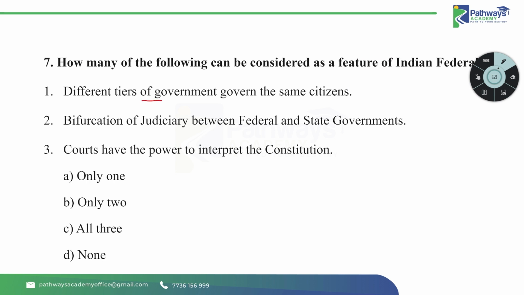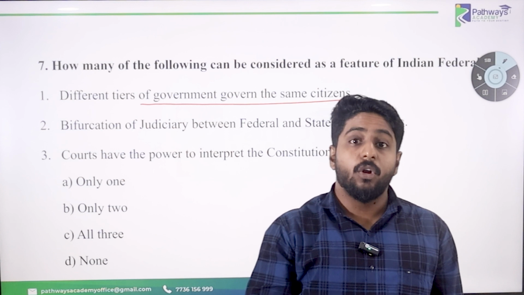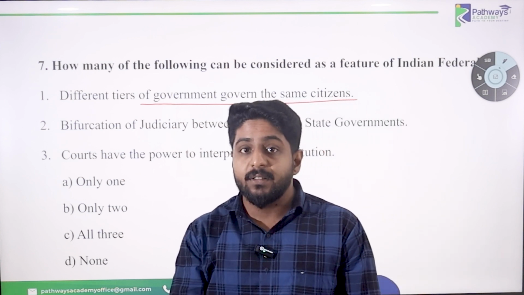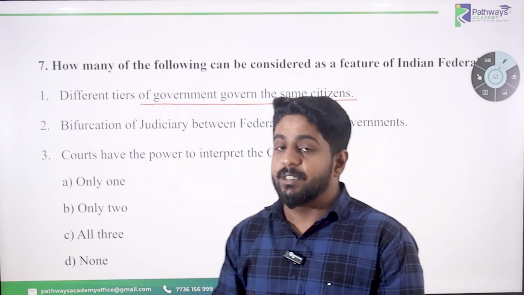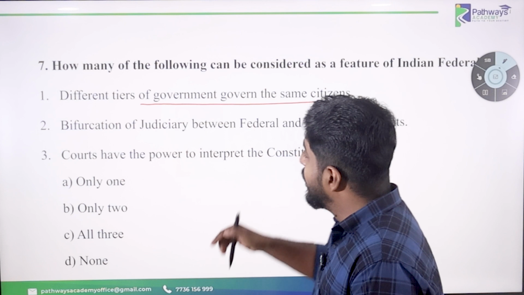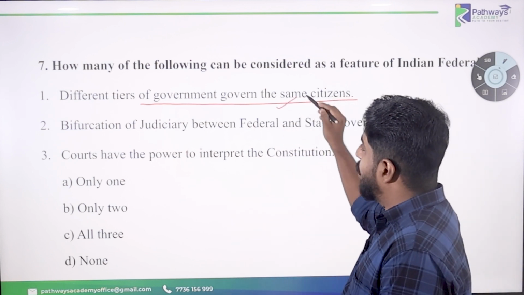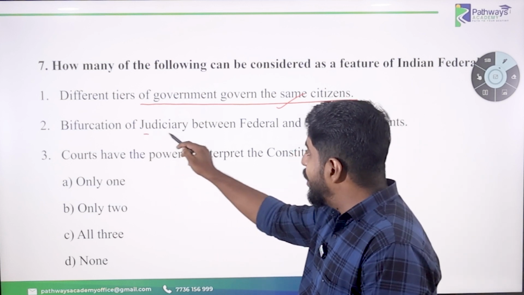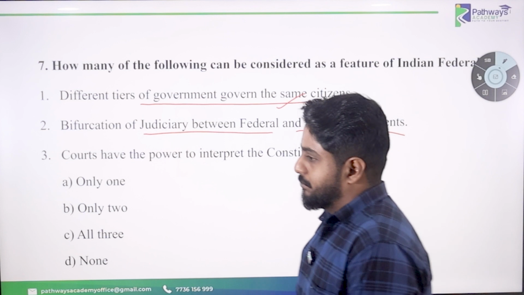Different tiers of government govern the same citizens. You have the central government at the top level, you have the state government, and you have even the local self bodies through the 73rd Constitutional Amendment Act for the same citizens. Yes, sir, for the same citizens. Do we have different citizenship? No, you have only single citizenship. So, different tiers of government govern the same citizens. Very good. Next, bifurcation of judiciary between federal and state governments.